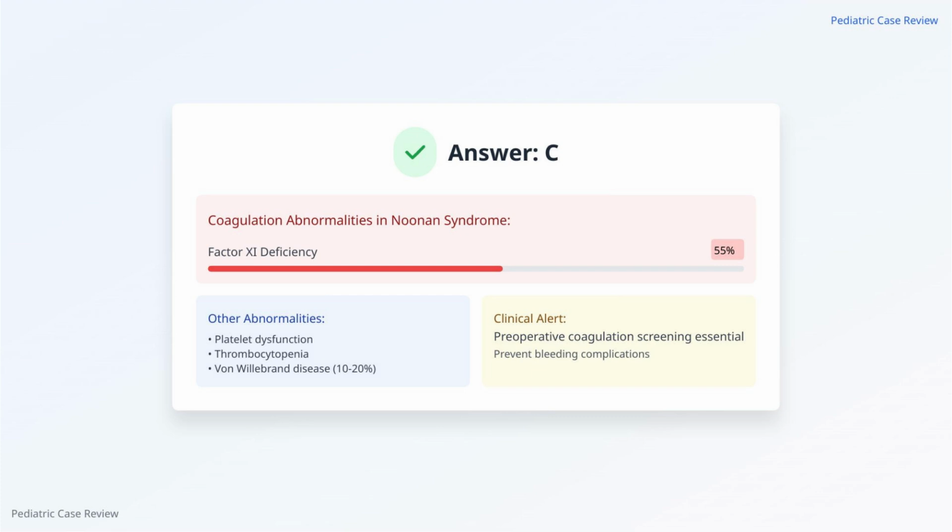Factor XI deficiency is the most common coagulation abnormality, affecting 55% of patients. Platelet dysfunction and thrombocytopenia are also frequently observed. Von Willebrand disease occurs in 10 to 20%. Always perform comprehensive coagulation screening before any surgical or dental procedures in patients with Noonan Syndrome.